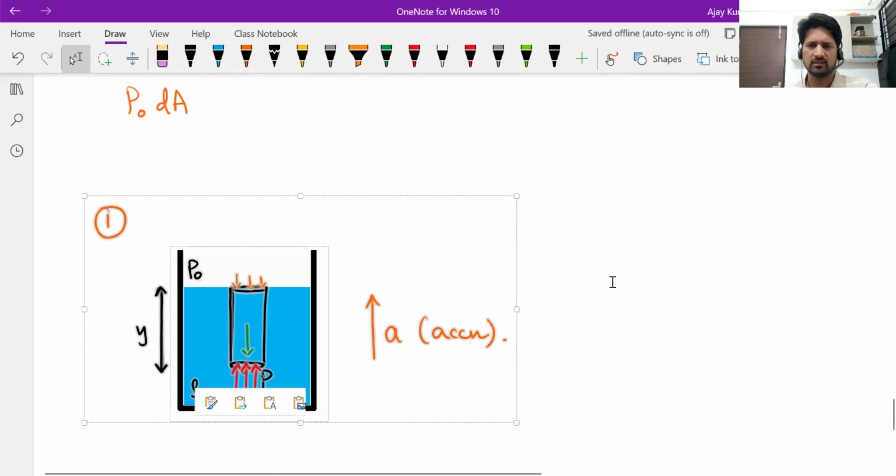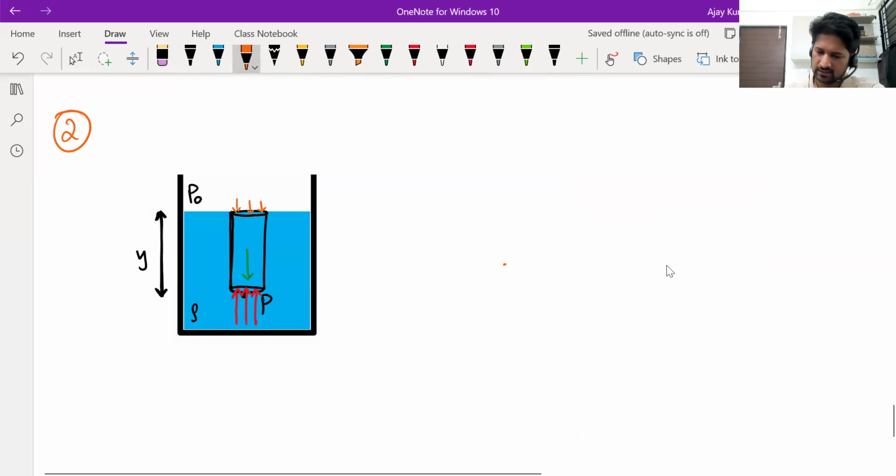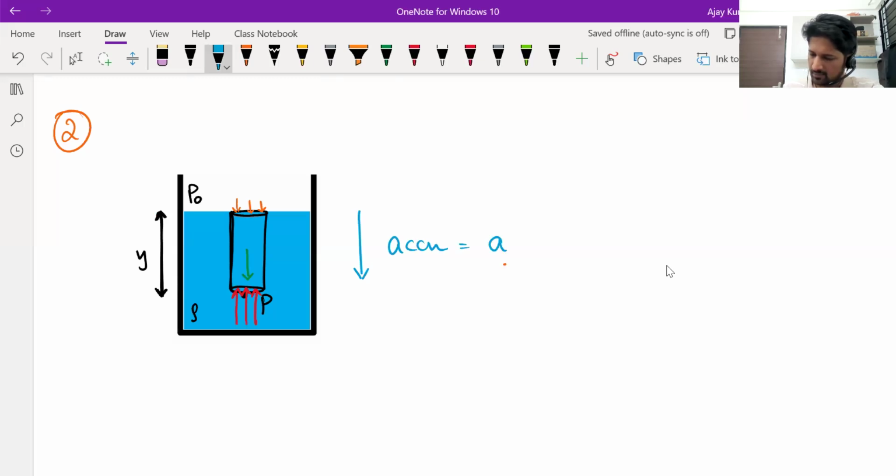Vanilla, you can also answer, but answer in chat. Okay. Second situation. If the container is accelerated downward with some acceleration a, how much will be the pressure at a depth y from the free surface?